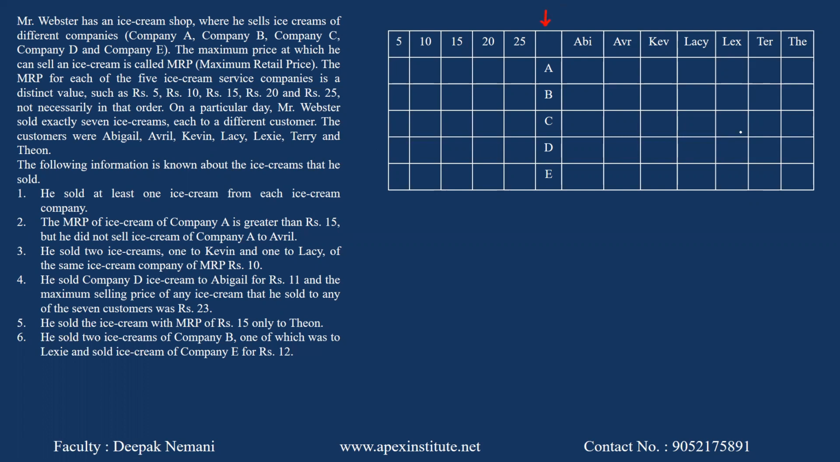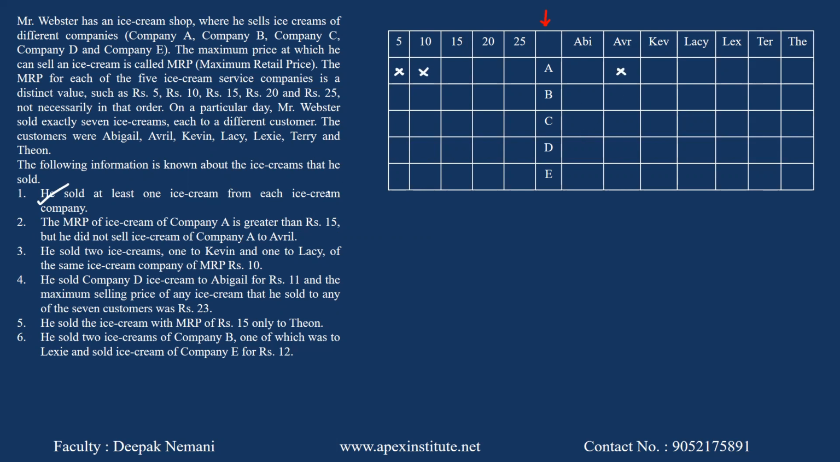He sold at least one ice cream from each ice cream company. So you need to have at least one person buying ice cream of company A, B, C, D, and E. Now the MRP of ice cream of company A is greater than 15. So it cannot be 5, cannot be 10. But he did not sell ice cream of company A to Avril.